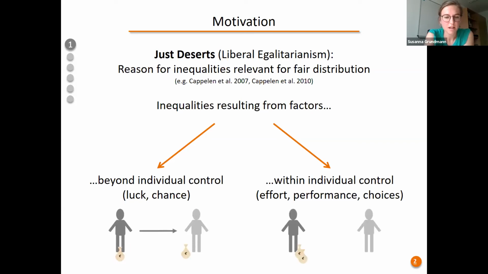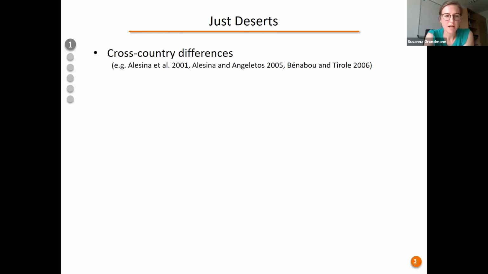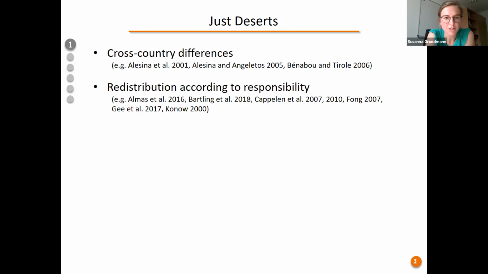On the other hand, inequalities resulting from factors within individual control are deemed justified and should therefore not be equalized through redistribution. The literature finds quite a lot of support for this notion of just deserts. For example, there are several papers that argue that different perceptions of the degree to which income inequalities depend on effort or on luck can help explain differences between the United States and Europe in the extent of the welfare state. Also, there are many experiments that show that subjects tend to redistribute according to responsibility.